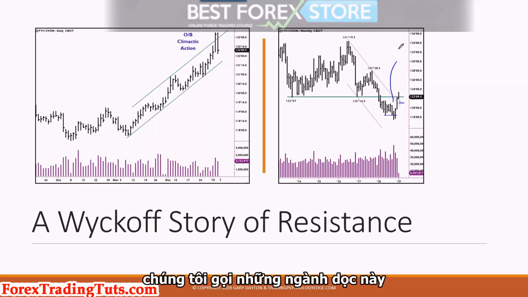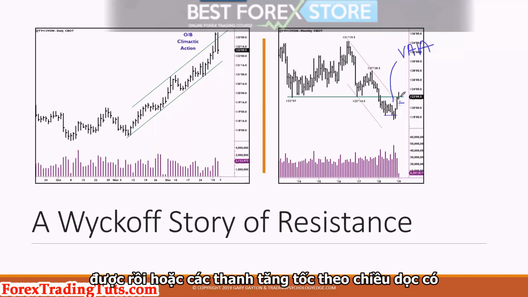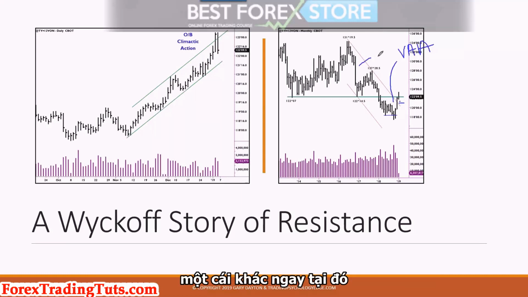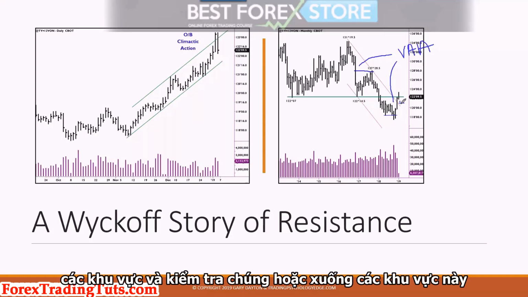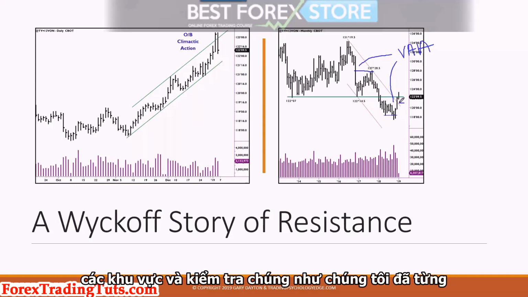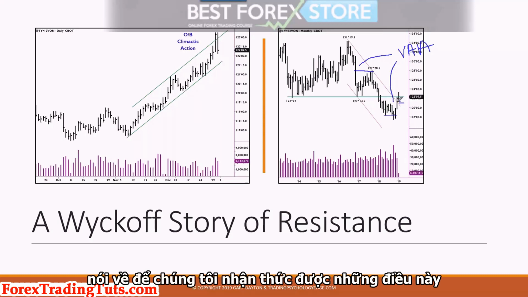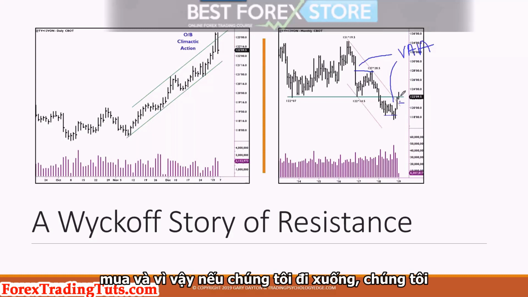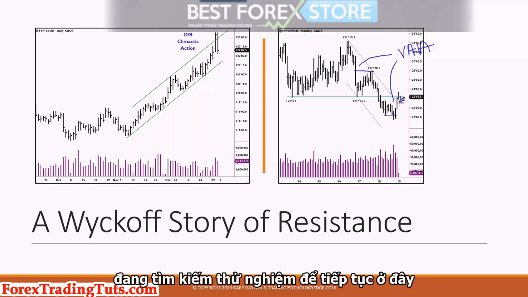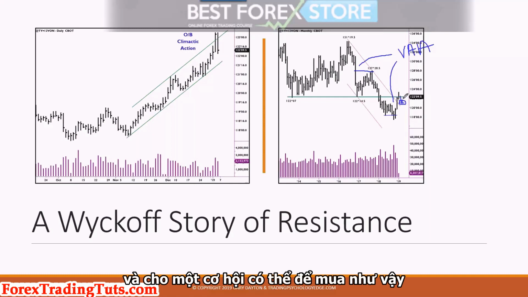We call these vertical acceleration areas, or bars. There's another one right there. And we typically come back up into these areas and test them, or down into these areas and test them, as we've been talking about. So we're aware of these vertical acceleration areas. This is all buying, and so if we come down, we're looking for testing to go on in here and for an opportunity maybe to buy.